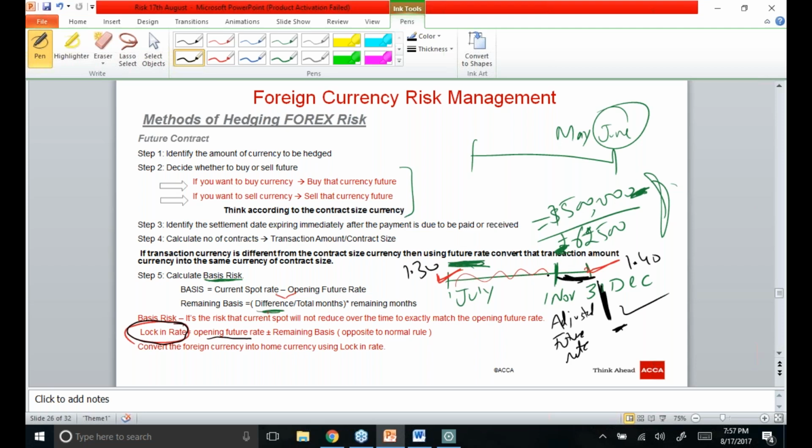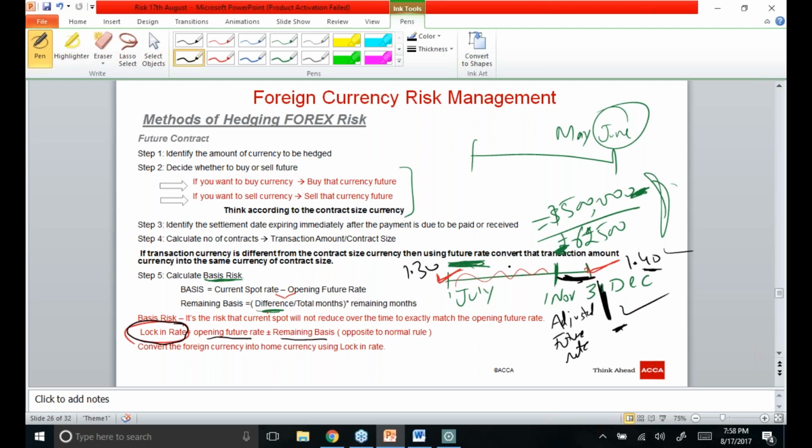Let's suppose when 4 months have passed, that means the 4-month period has been adjusted. Only 2 months of basis are remaining. So calculate the remaining basis and adjust it with the opening future, and calculate the lock-in rate. Calculate the effective future rate. The opening future rate is 1.4, and adjust those remaining basis with the opening future rate. You have calculated the lock-in rate, the effective rate, at which ultimately all transactions are going to convert.